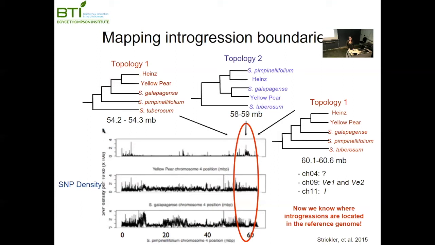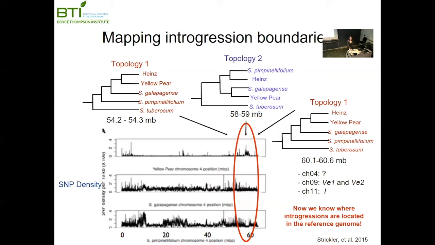So one is on chromosome 4. We're not really sure what that is. It might just have been happenstance. We don't know of any known resistance genes that are in that region. In chromosome 9, we have verticillium genes. So we were able to find introgressions from pimpinellifolium that introduced those genes into Heinz. And then we have the I gene for fusarium wilt resistance on chromosome 11.